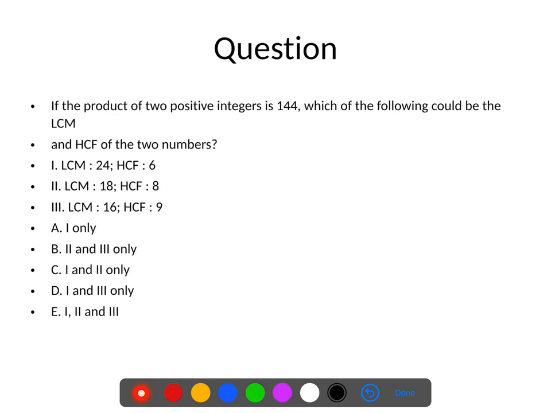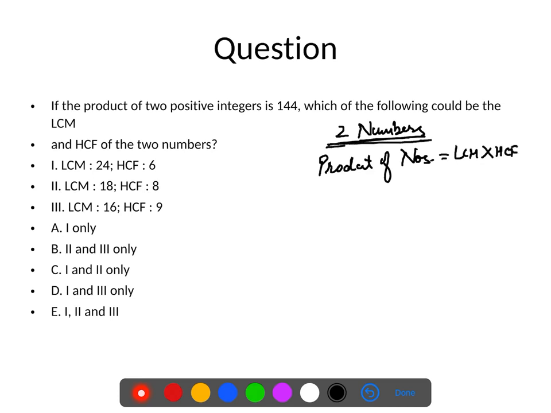So there is a concept which is, if we have just two numbers, okay, if we have just two numbers, so the product of the two numbers is equal to LCM multiplied by HCF. Okay, if we have just two numbers, don't try this concept with more than two numbers. So if you have only two numbers, the product of LCM into HCF is equal to product of the two numbers.